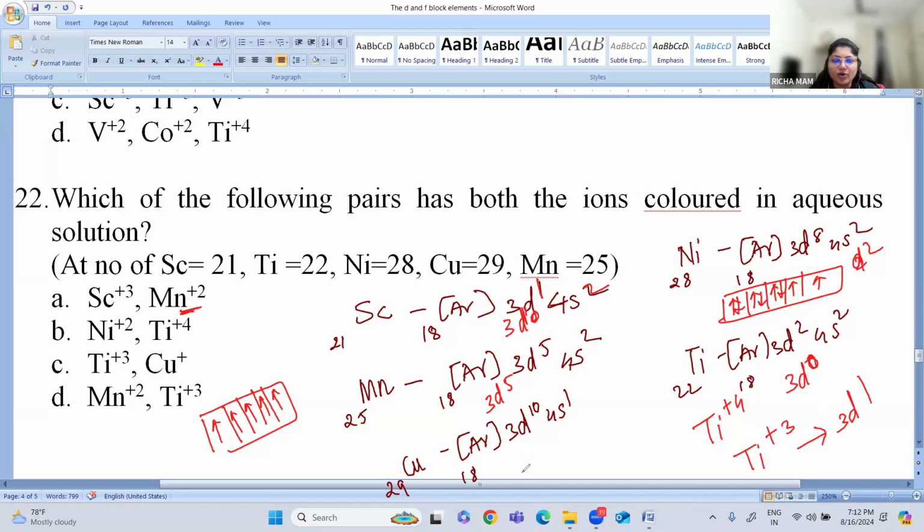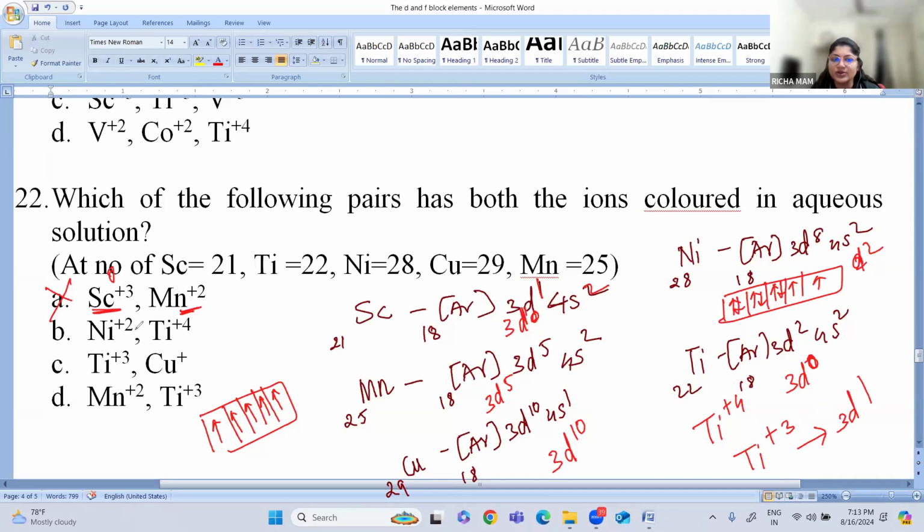Then you have copper plus 1. So it will be a 3d10 system. Then what you can see here, option Mn plus 2 is colored. Scandium here is colorless. So this is wrong. It is a d0 system.